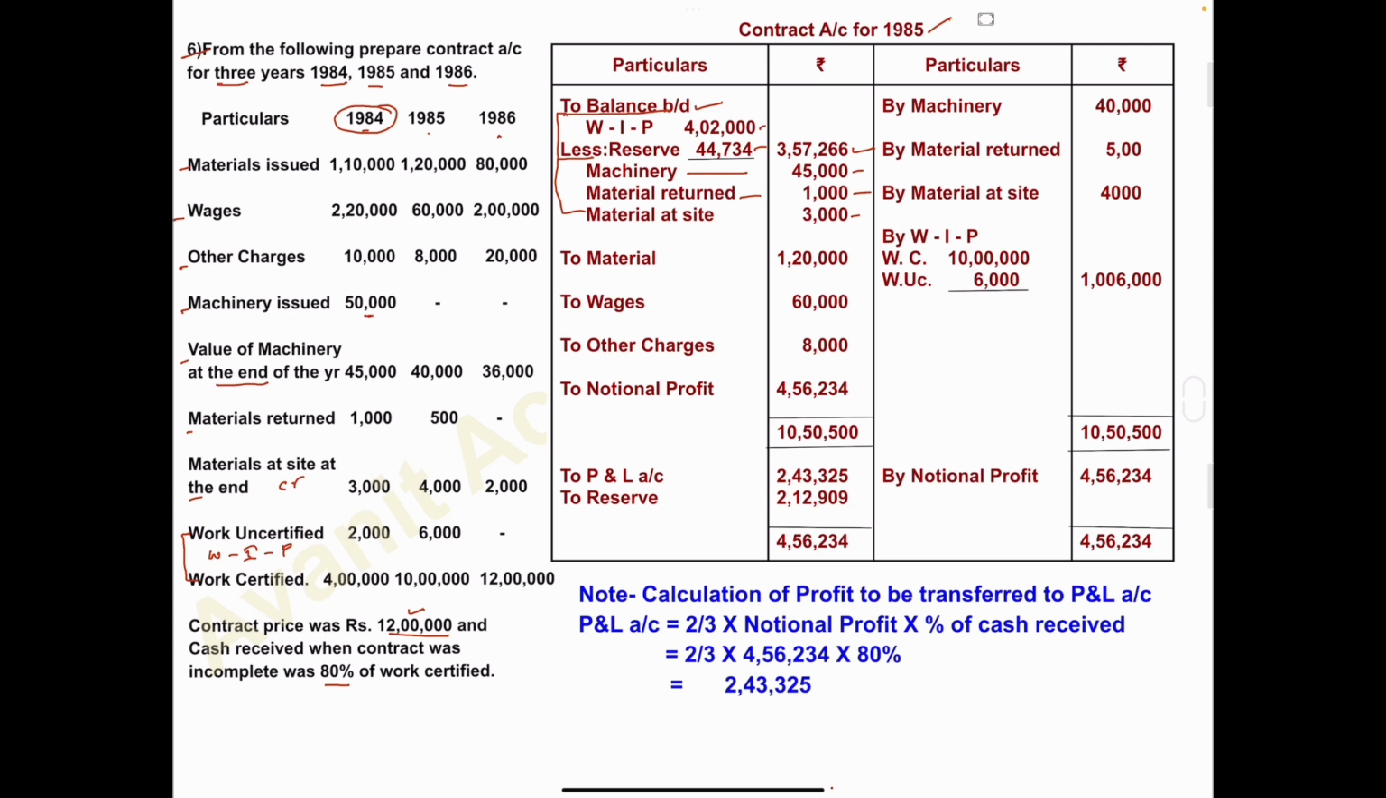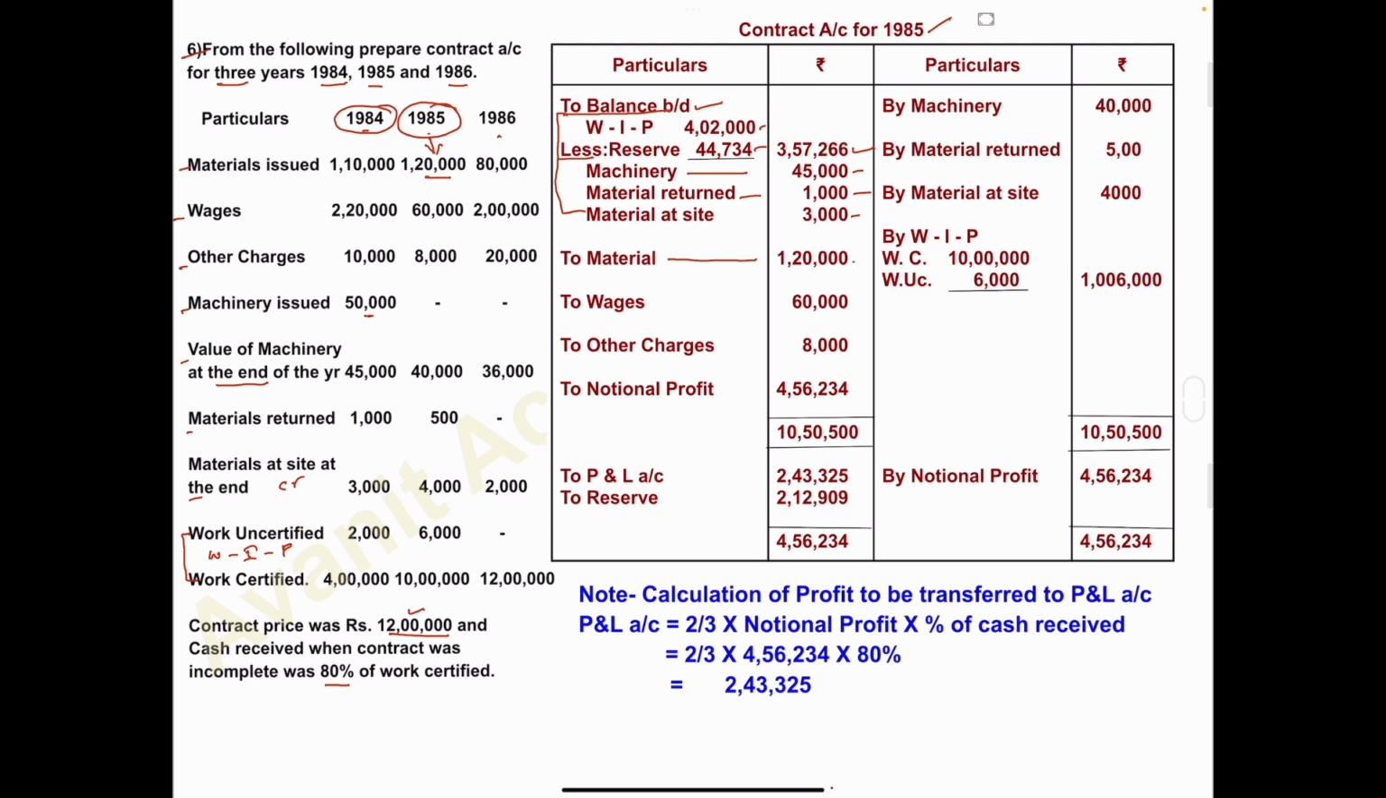Now see the problem. See the information related to 1985. In 1985, material issued amount is 1,20,000. That one we have to record here, to material 1,20,000. First, we have to take the last year balances, that is 1984 balances we have taken here. Now we'll see the 1985 information.